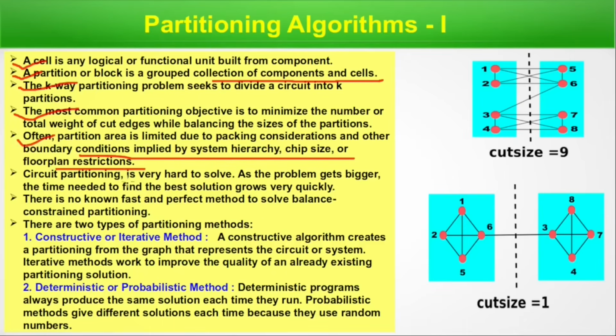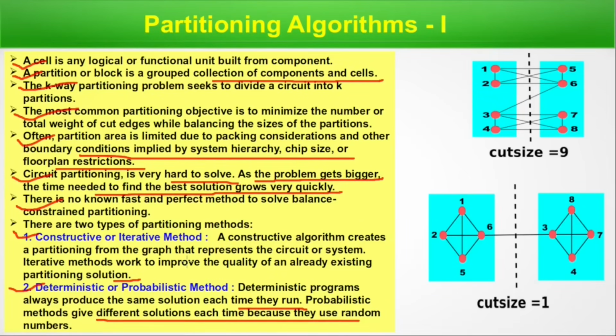Because of that, circuit partitioning is very hard to solve. As the problem gets bigger, the time needed to find the best solution grows very quickly. There is no known fast and perfect method to solve balance constrained partitioning. There are two types of partitioning methods, constructive and iterative. A constructive algorithm creates a partitioning from a graph that represents the circuit or system. Iterative methods work to improve the quality of an already existing partition or solution. And deterministic or probabilistic methods: a deterministic program always produces the same solution each time it runs. Probabilistic methods give a different solution each time because they use random numbers.